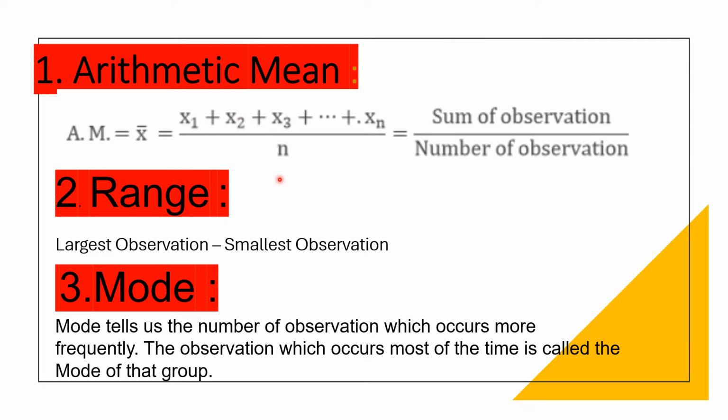Now you can take a screenshot of it or note it down in your formula sheet. So first one is arithmetic mean. Arithmetic mean is sum of observations upon number of observations. Second is range, means largest observation minus smallest observation. Third is mode. Mode tells us the observation which occurs more frequently. The observation which occurs most of the time is called the mode of that group.